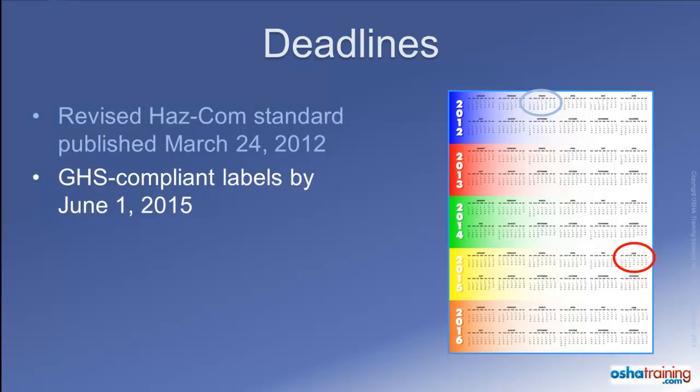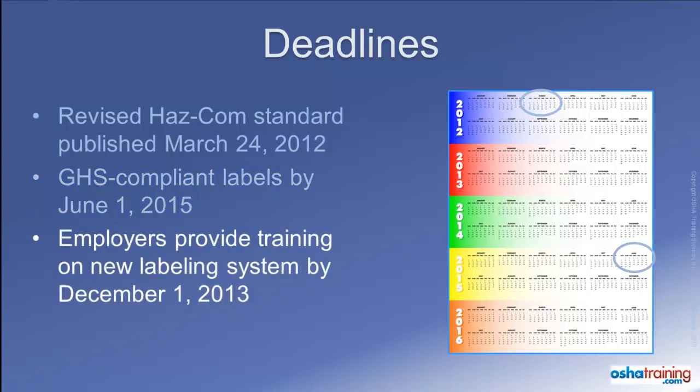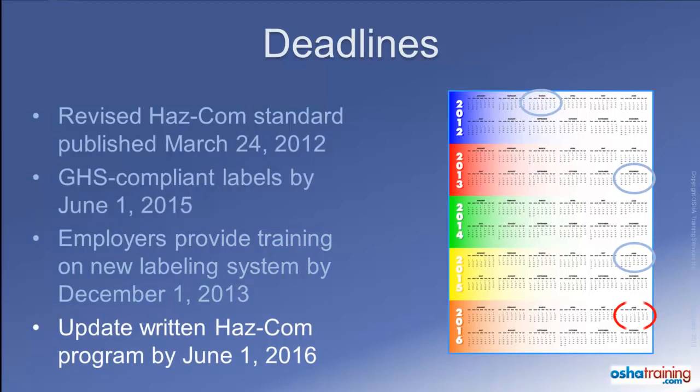However, many manufacturers and distributors are already starting to use compliant labels on their containers, or will be doing so long before the due date. So OSHA requires employers to get a head start and begin training all of their workers on how to read and understand those labels, and they have until December 1st of 2013 to get that training done. On a related note, employers must also update their written hazard communication programs by June 1st of 2016 to reflect the changes brought about by the adoption of the GHS system of labeling and hazard classification.